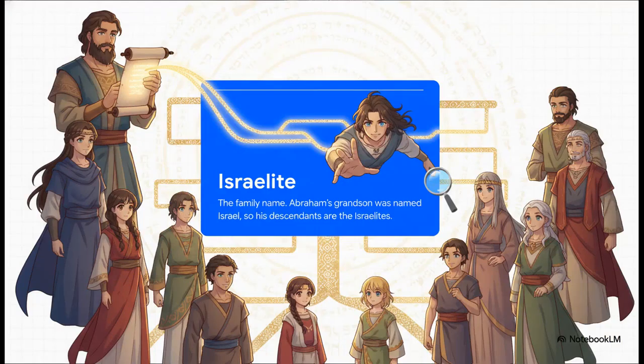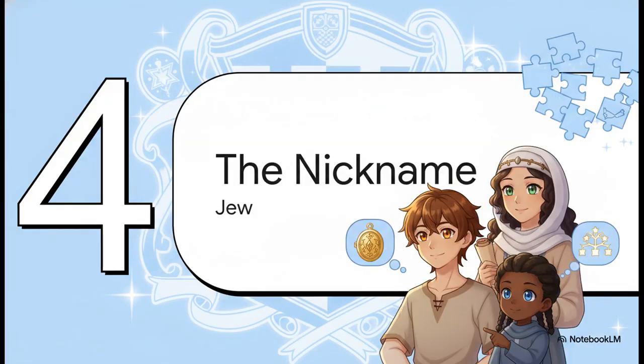So why Israelite? It's actually a really simple story. Abraham's grandson, Jacob, got a new name from God. He was renamed Israel. So it makes sense that all of his kids and his kids' kids, the whole big family, became known as the children of Israel, or, you got it, Israelites. It literally became their family name.